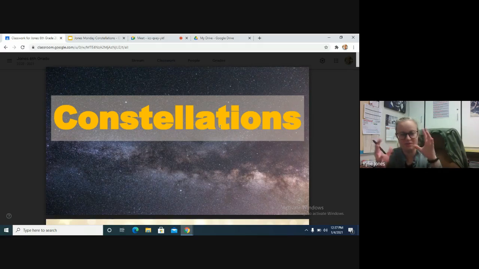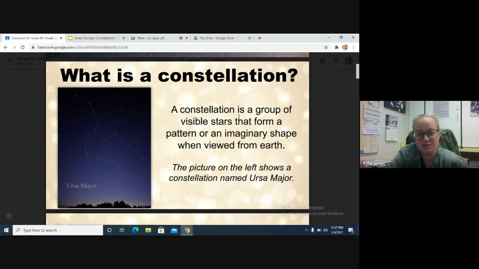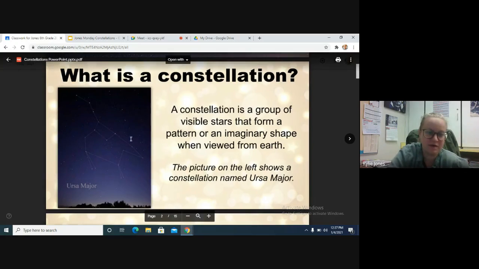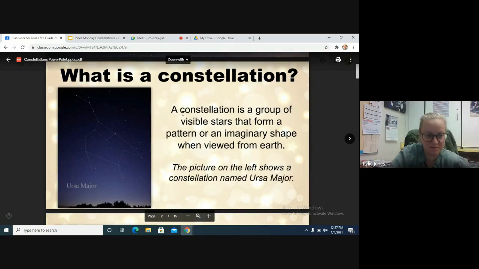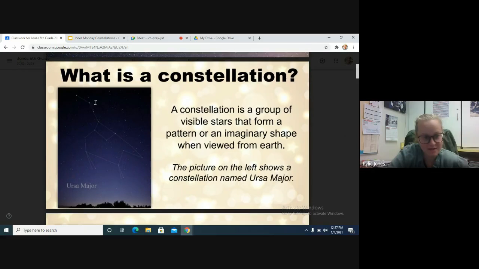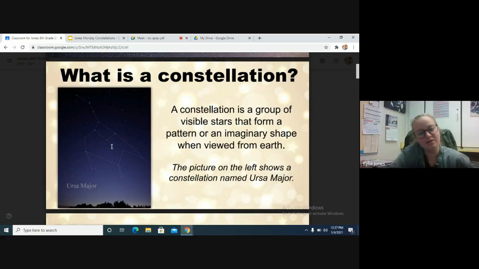So yeah, constellations are the stars that are connected in the sky. We're going to talk about some different things with them, but first it says, what is a constellation? A constellation is a group of visible stars that form a pattern or an imaginary shape when viewed from the Earth. So this one on the left is called Ursa Major. Do you guys see, I don't know if it's the Big or the Little Dipper, but do you see the Dipper in the picture? That one is this scoop right here, this square with the hook coming off of it. But what is that picture of? It kind of looks like a bear, or maybe a deer. Looks like a llama to me.